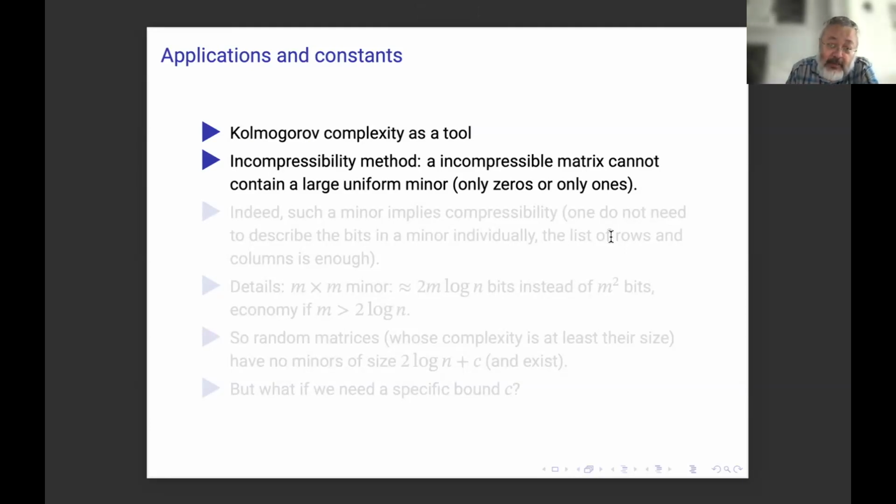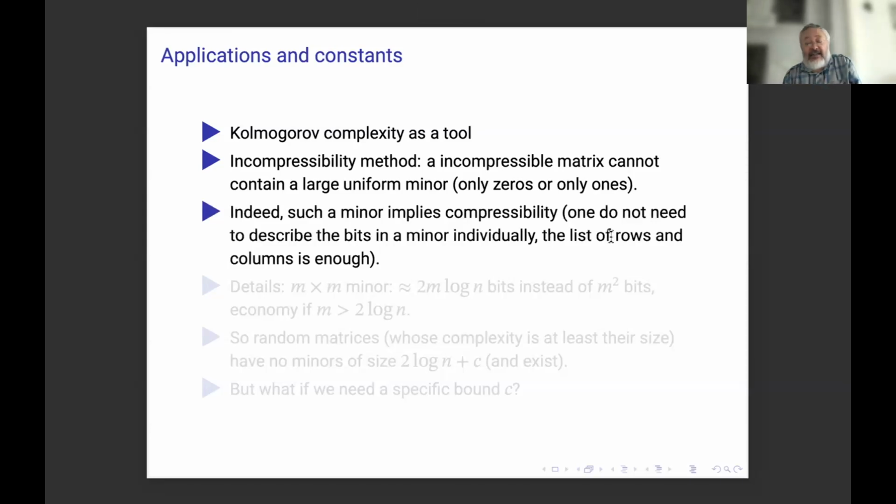The idea is that we want to prove that something exists in the simplest case, and how do we do it? For example, we want to prove that there is a Boolean matrix which doesn't contain a large uniform minor. So we cannot select many columns and many rows in such a way that on the intersection we have only zeros or only ones. And the argument is very simple. Imagine that such a minor exists. So we know some rows and we know some columns, and in the intersections are all zeros.